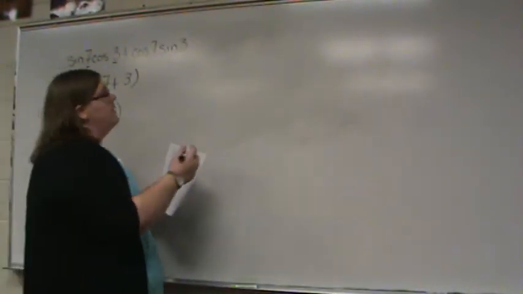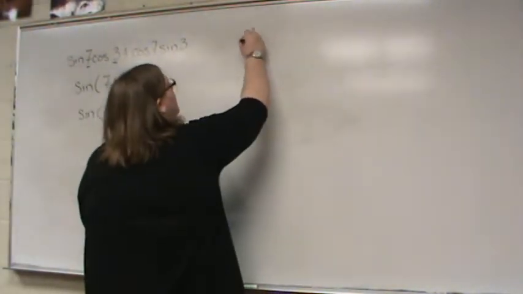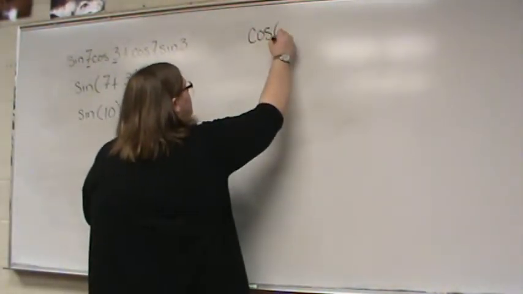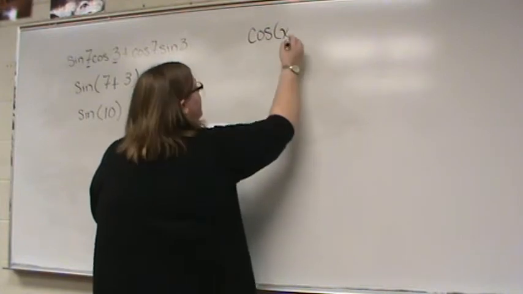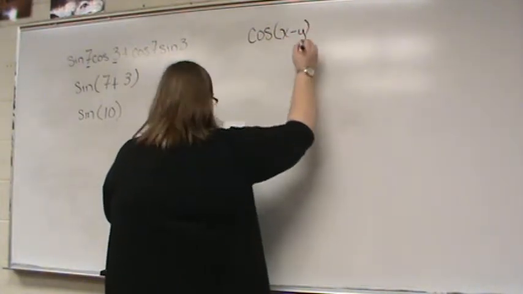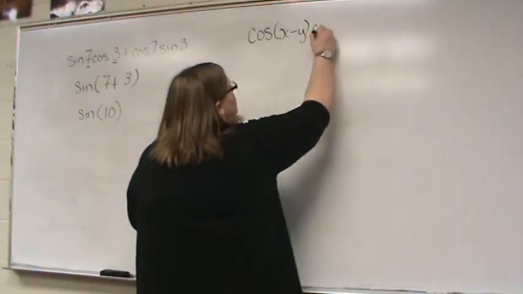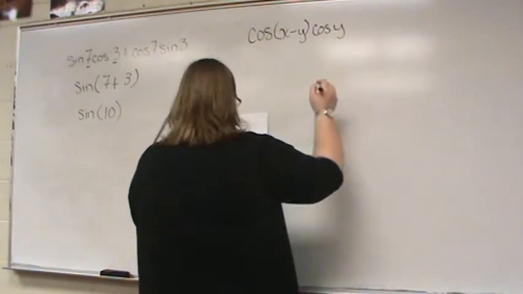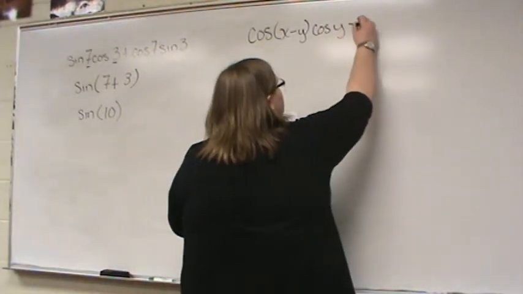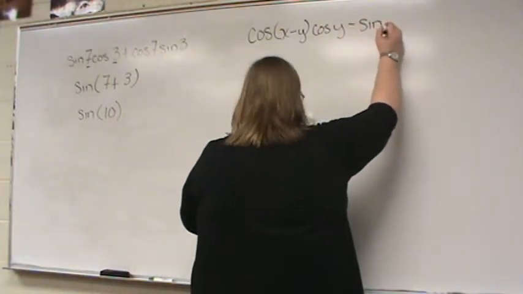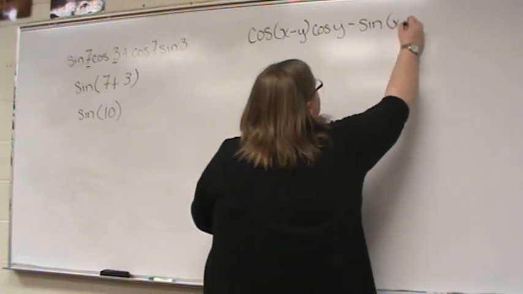Alright, so number 6 then. Number 6 says cosine of x minus y times cosine of y minus sine of x minus y.